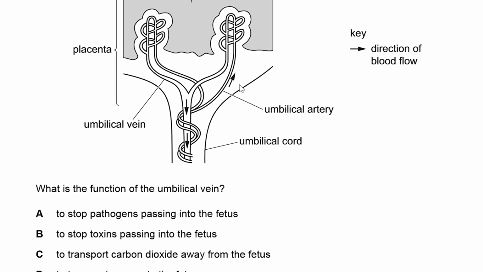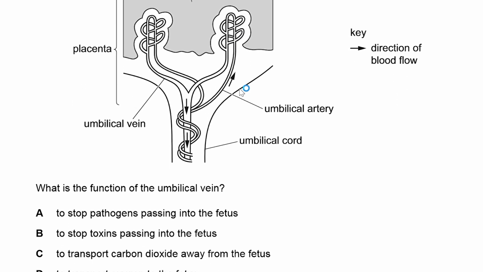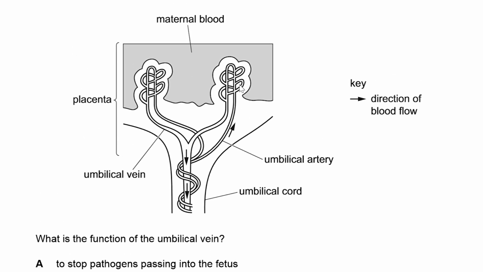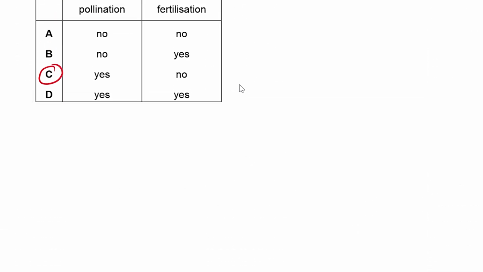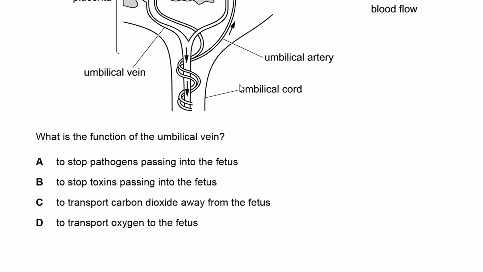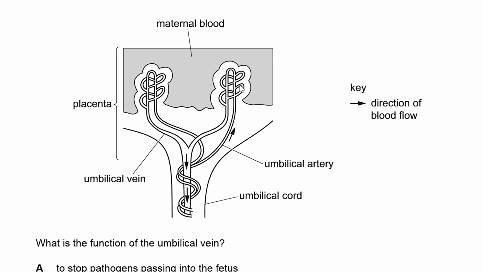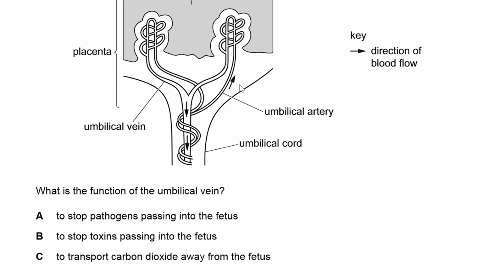Now, what is the function of umbilical vein? Umbilical vein, this one here, usually transports oxygen to the fetus. As you can see, umbilical artery points the arrow moving away from the fetus back to the maternal blood. But for umbilical vein, the arrow is going from the maternal blood to the fetus. So it is bringing oxygen and nutrients and other useful substances to the fetus, which is D.